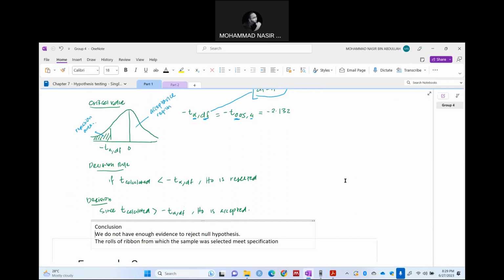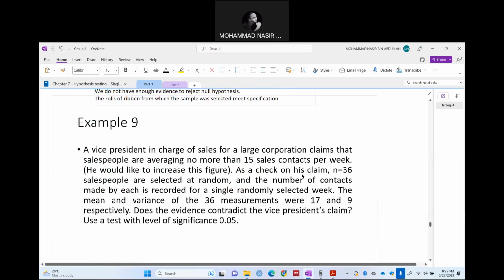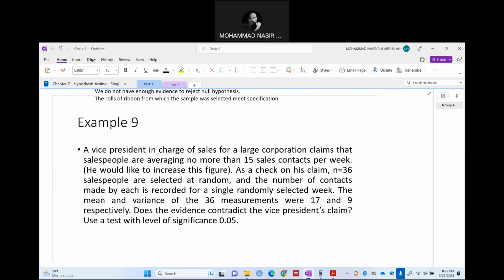Can? So example number 9 should be easy for you, right? So example number 9, we're going to use this one. Can you read for a while?